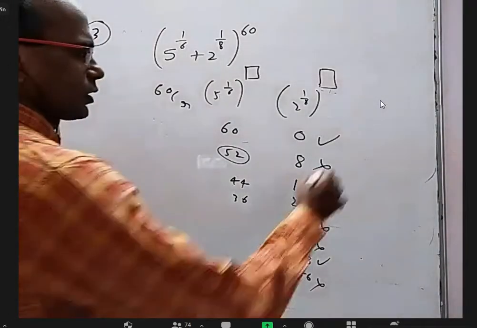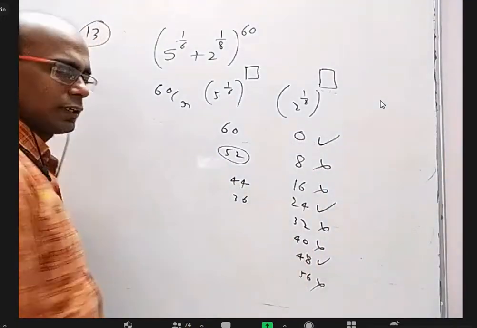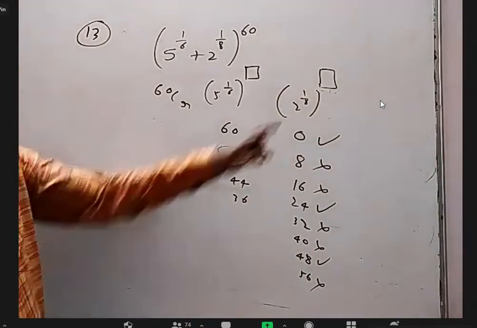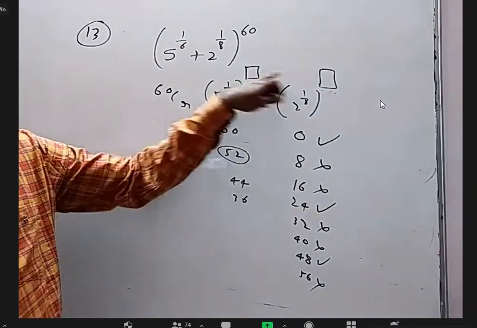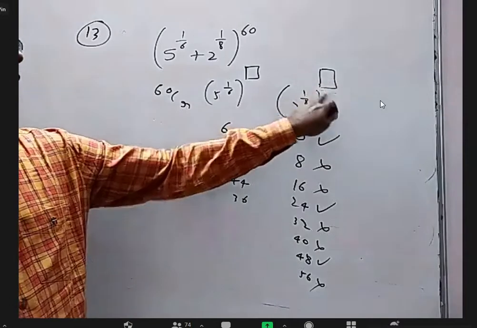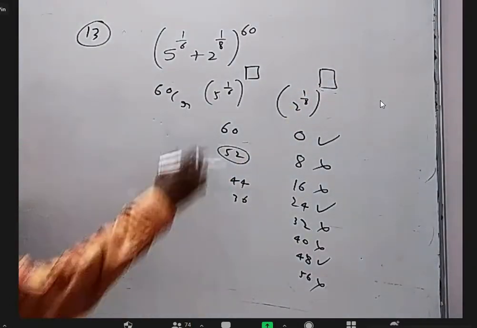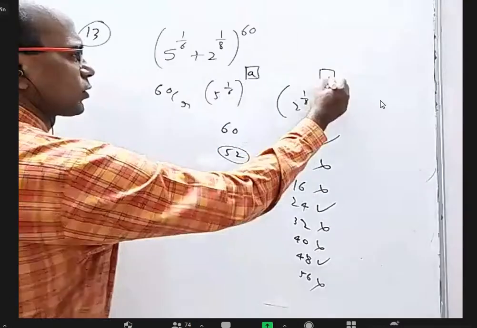Okay, so what is okay? 0, 24 and 48. But I can prove to you, here we said power should be multiple of 8, here power should be multiple of 6. Not only should it be multiple of 8, I will prove that it should be multiple of 24 to you. Why? Because this power I will call A, this power I will call B.